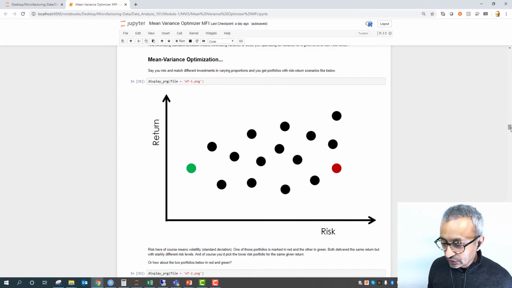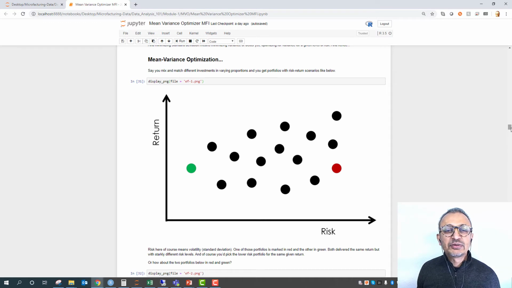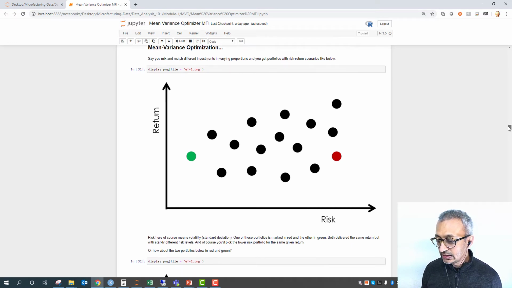situation, okay. So say you mix and match investments in varying proportion and you get portfolios. So these dots are individual portfolios with risk return profiles like below, right? So you have return on the y-axis, risk on the x-axis, and green and red are say two portfolios, right? Of course, for the same return, you would be crazy to pick this portfolio in red, right? If you had an option between green and red, why would you pick red? You're getting the same return, so you want the least amount of volatility for that return. So of course you will not pick the red portfolio, right? Okay, so that's one scenario.